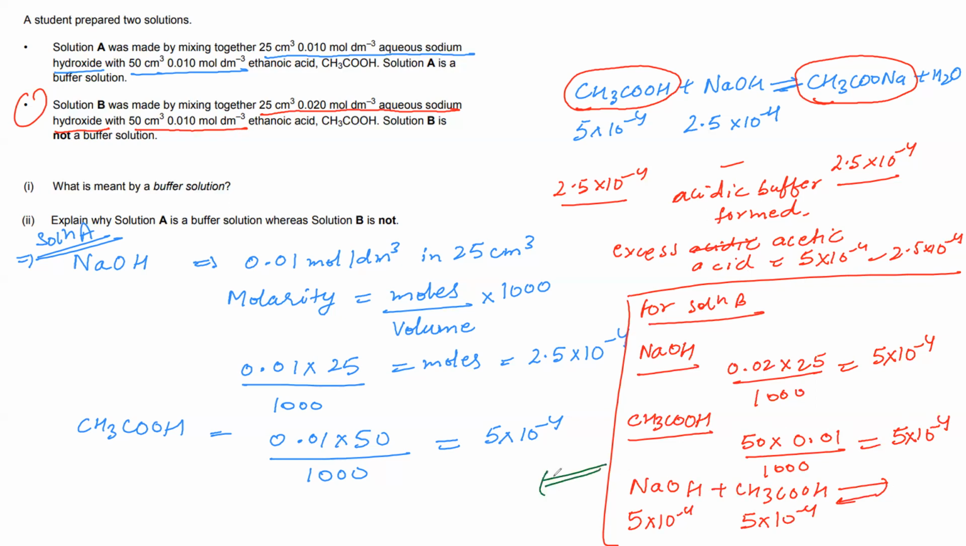So what happens? Normal acid-base reaction or neutralization takes place. So what you will have in the solution is just sodium acetate. That's it, nothing else. Sodium acetate or sodium ethanoate. You just have this much in the solution. Okay, no buffer would be formed for solution B. I hope this is clear.